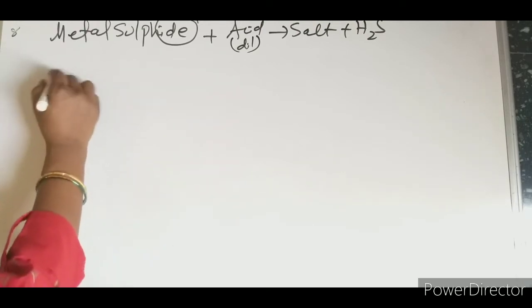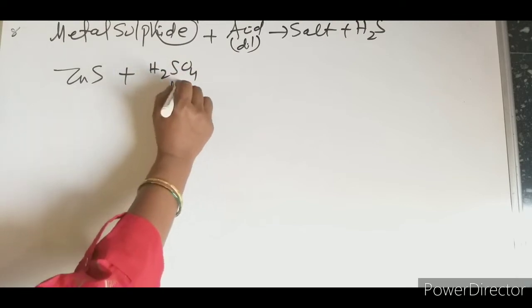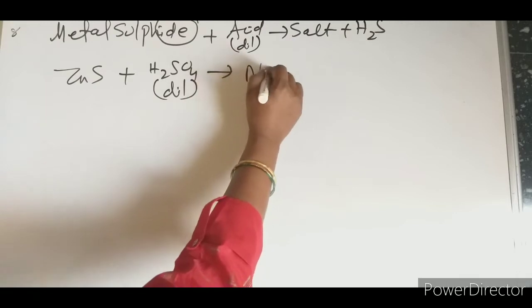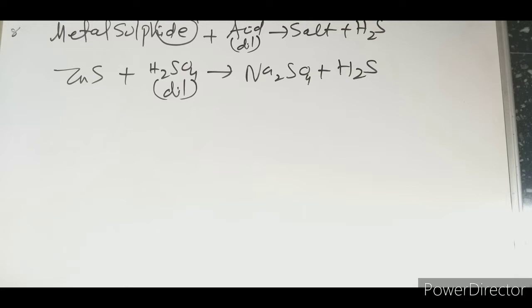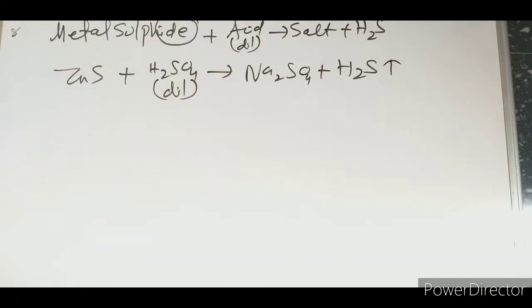So let us take ZnS plus dilute H2SO4. What does it give rise to? It gives rise to ZnSO4 along with H2S, rotten egg smell, which turns lead acetate paper silvery black. Okay, so all these are the properties of sulfuric acid. Then another one also we can take.